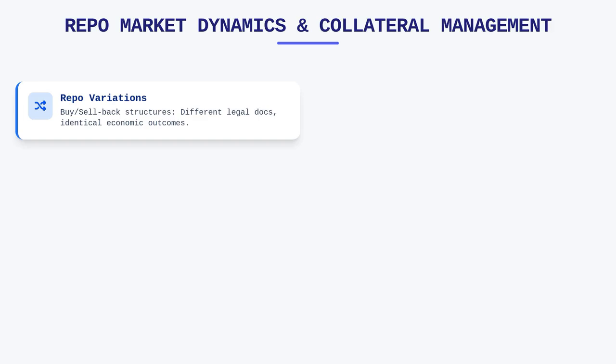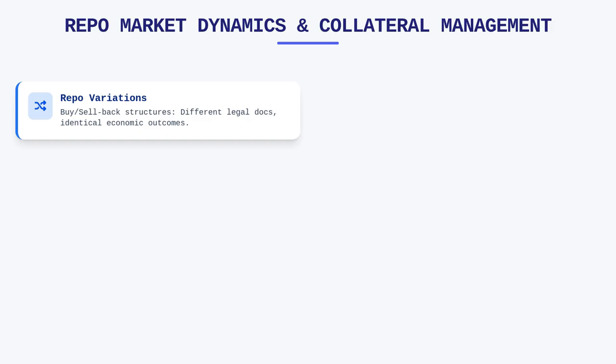Beyond the classic repo, we frequently encounter buy/sellback variations, which are essentially two distinct transactions that produce an identical economic outcome to a standard repo, but often differ in legal documentation and settlement technicalities.